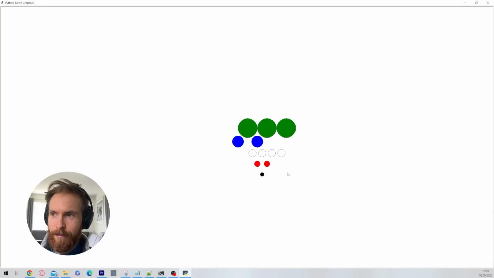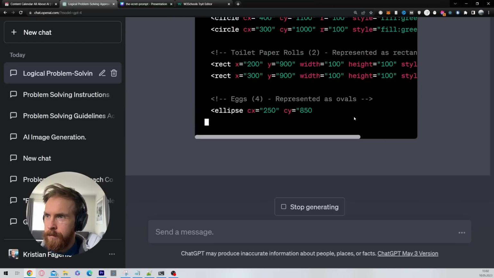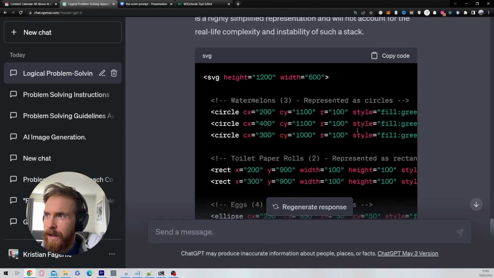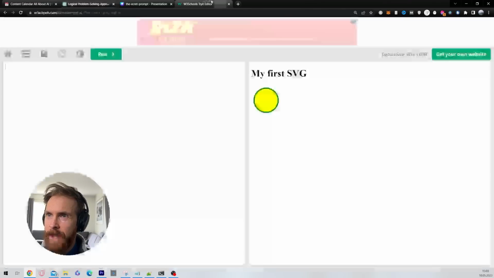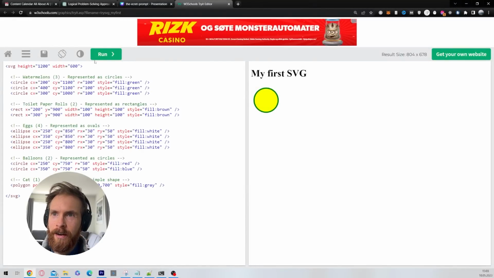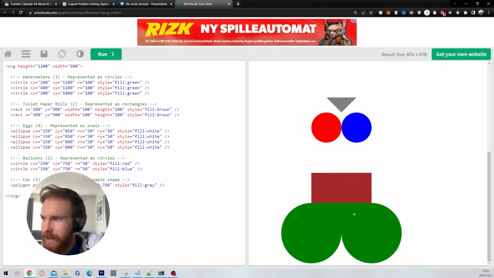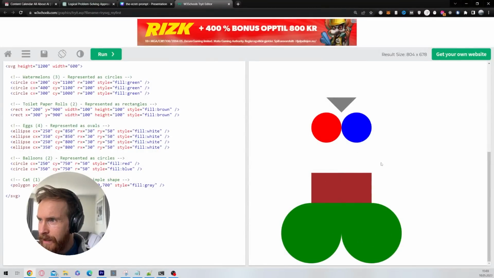Let's try something different. Now let's try to draw the stacking solution to the problem in SVG code. Okay, so here we got an SVG code. Let me just copy that. We can head over to this testing part here. So let's just paste in the code here and click run. Okay, that's better, right? We can't really see the eggs because they are white. So we got the watermelons, we got the... Or is that the... That's the toilet rolls. And we got the eggs, and we got the balloons, and we got the cat.